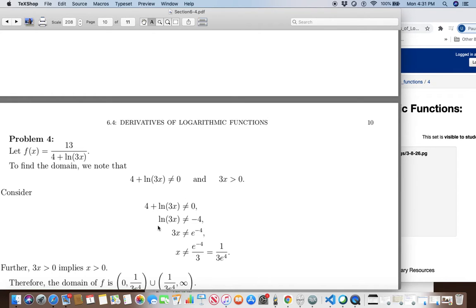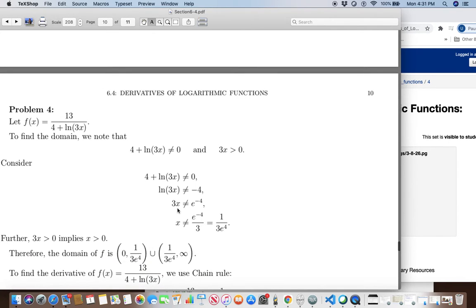The denominator is not 0, so move 4 to the other side: natural log 3x is not negative 4, so 3x is not e to the power negative 4. In other words, x should not be equal to 1 by 3 e to the power 4. Now, 3x greater than 0 implies x greater than 0. So x has to be a positive number, but not this positive number. Your domain is the open interval 0 to 1 over 3e to the 4th, union the open interval 1 over 3e to the 4th to infinity. So all real numbers greater than 0 except this one.